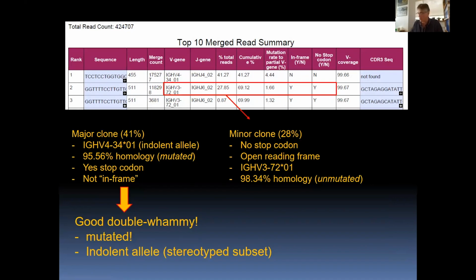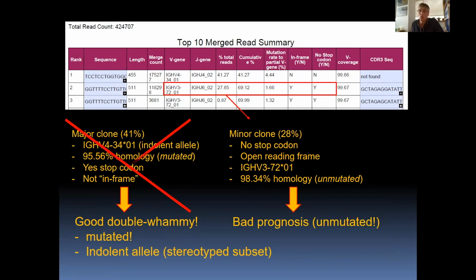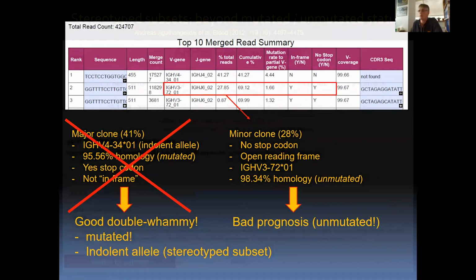So therefore, poor prognosis. So here, we would perhaps see that there's a conflict between the two alleles. However, since the initial one is non-productive, we don't consider that. So we report this as unmutated, therefore a worse prognosis.